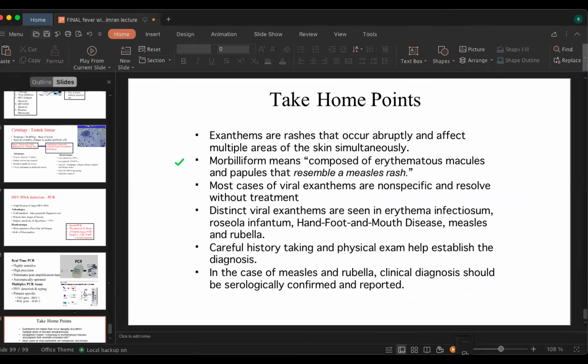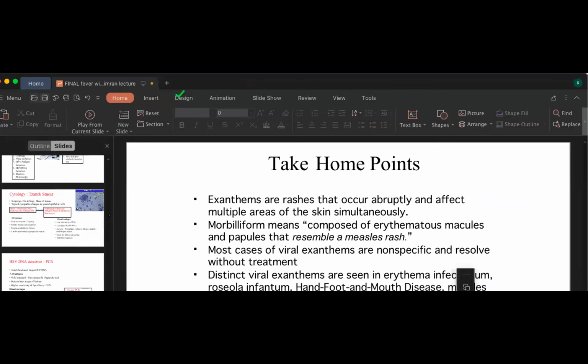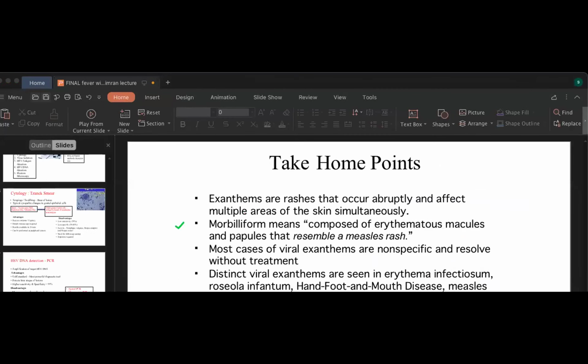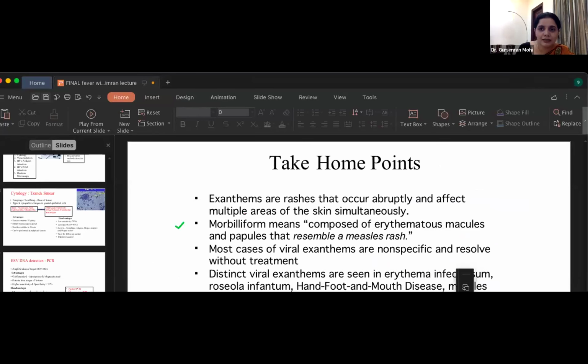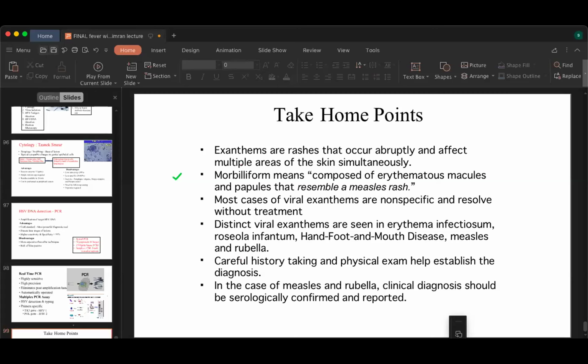Okay, thank you for that very informative talk, Dr. Gursimran. And I would just like to add one point here. I think molluscum and HPV will not present with fever in many cases. Yes, true, whereas the rest of them will have predominantly fever as a symptom. Okay, true. Thank you, Dr. Gursimran.